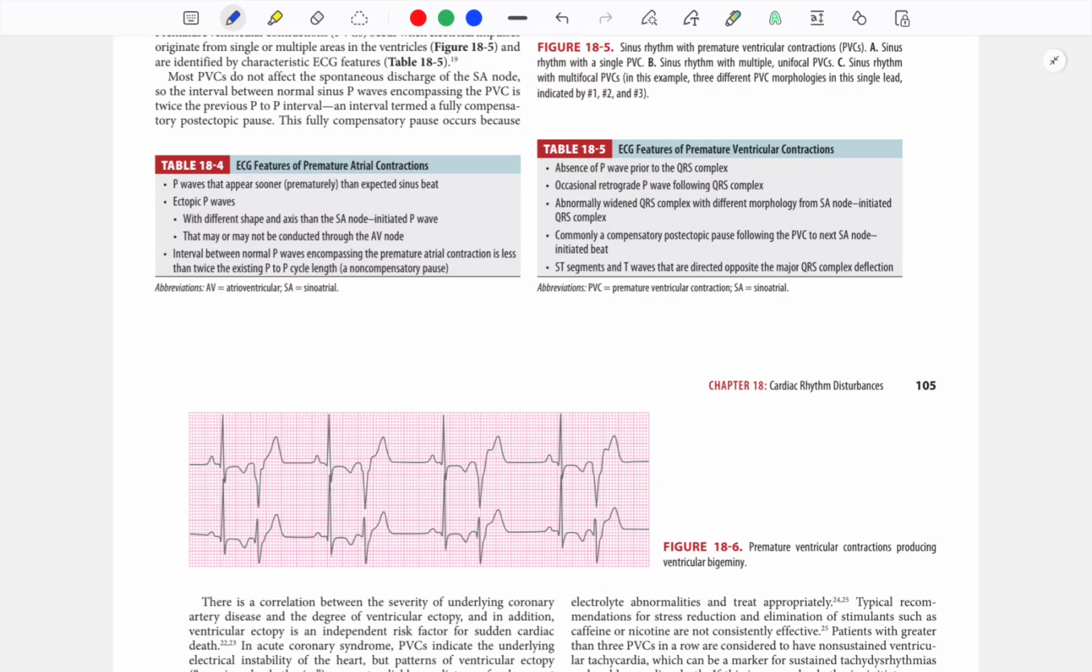And VPCs can cause R on T phenomenon causing VT. So frequent VPCs are dangerous. They can make the patient go into VT. VPCs initiate VT. So remember, R on T phenomenon produces VT.